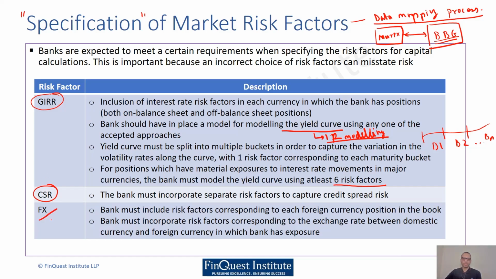For FX, or foreign exchange, the banks must include the RFs corresponding to each. RF is effectively risk factor, just an acronym which I commonly use. So banks must use RFs corresponding to each foreign currency position on the book, so let's say USD INR or Euro USD, etc. Banks must incorporate RFs corresponding to exchange rates between the domestic currency and the foreign currency which the bank has exposure to. Effectively, this means that even if we take any FX position for the bank, it should be able to capture the relevant risk parameters correctly.